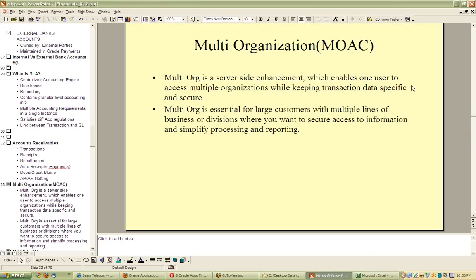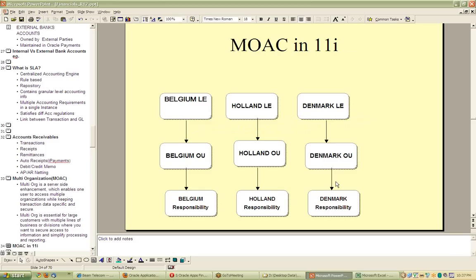Have you heard of MOAC, multi-org access control? It's basically a server-side enhancement wherein we give access for one user to multiple operating units. So the same user can enter invoices for, say, Vision Operations, Vision USA, Vision India, Vision Japan. That has undergone some changes in release 12 when compared to 11.9.